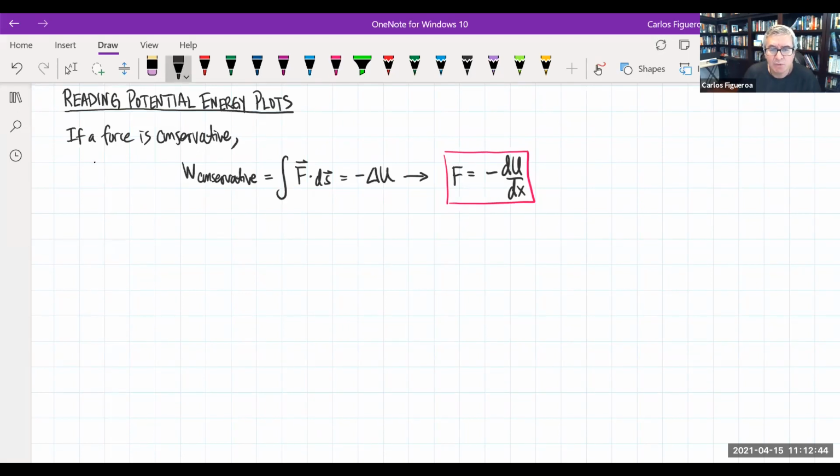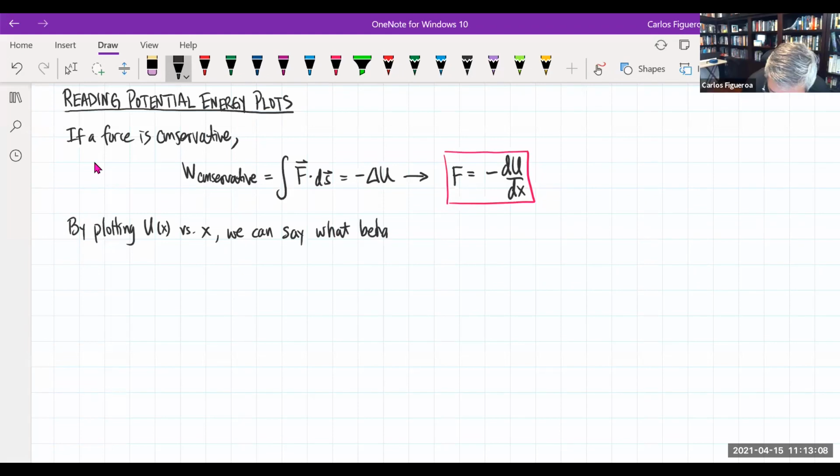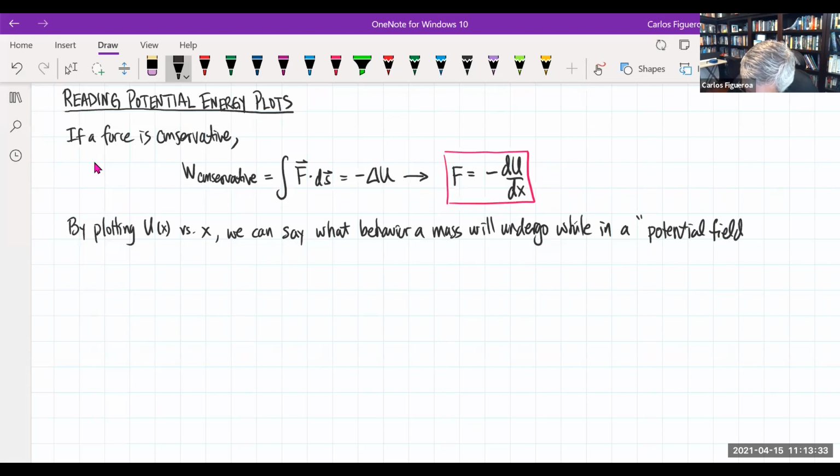But what I want to look at is something slightly different. By plotting U of x versus x, the potential energy function, we can say what behavior a mass will undergo while in what is called a potential field.